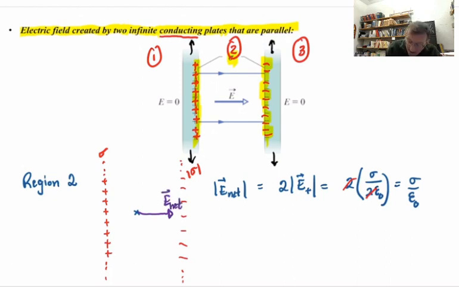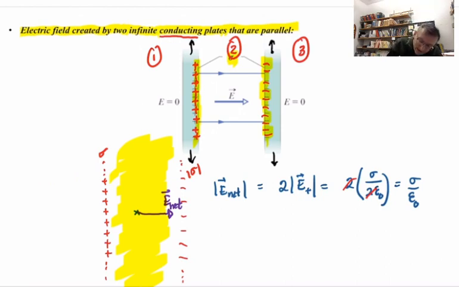And it's the same everywhere in this middle region between them. Absolutely the same. Same magnitude, same direction. Okay, does that make sense? All right, now let's look at region 1.